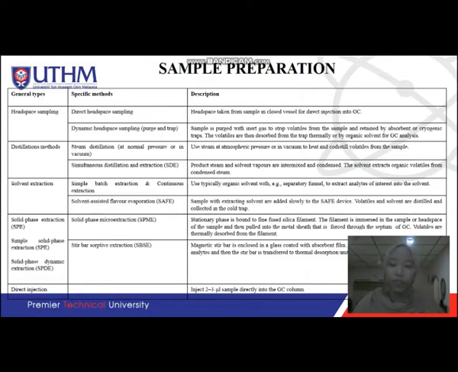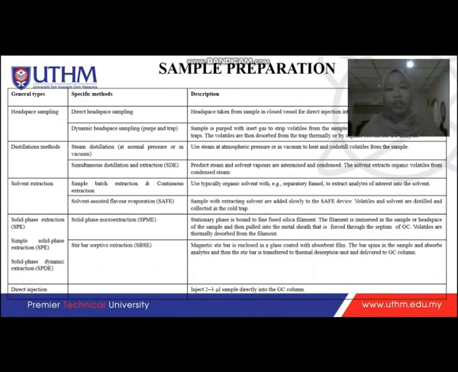For solvent extraction, there are 3 types, which are simple batch extraction and continuous extraction. Basically, it typically uses an organic solvent with a separatory funnel to extract the analyte. And for solvent assisted flavor evaporation, which we call SAFE, the sample extract is added slowly to the SAFE device, so volatiles and solvent are distilled and collected in a cold trap.